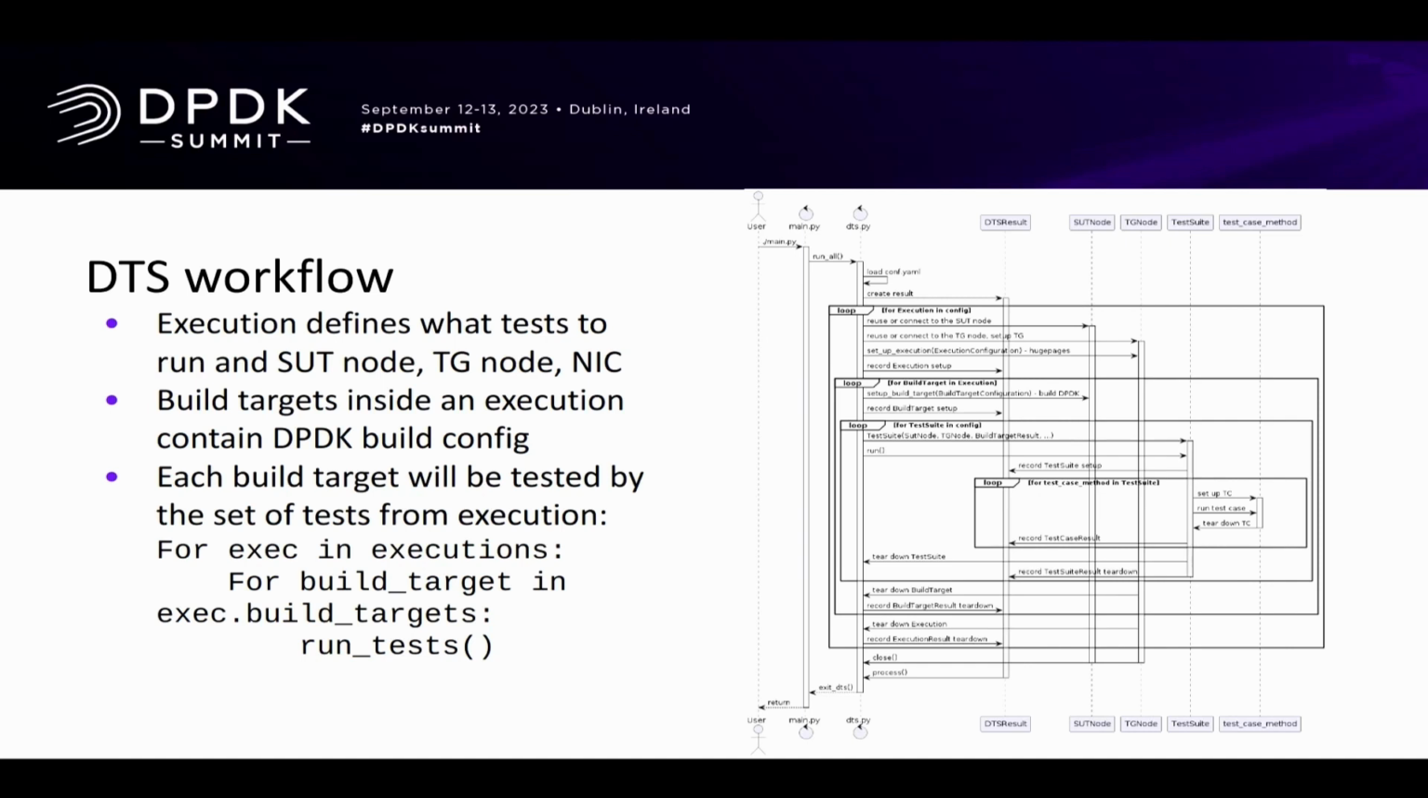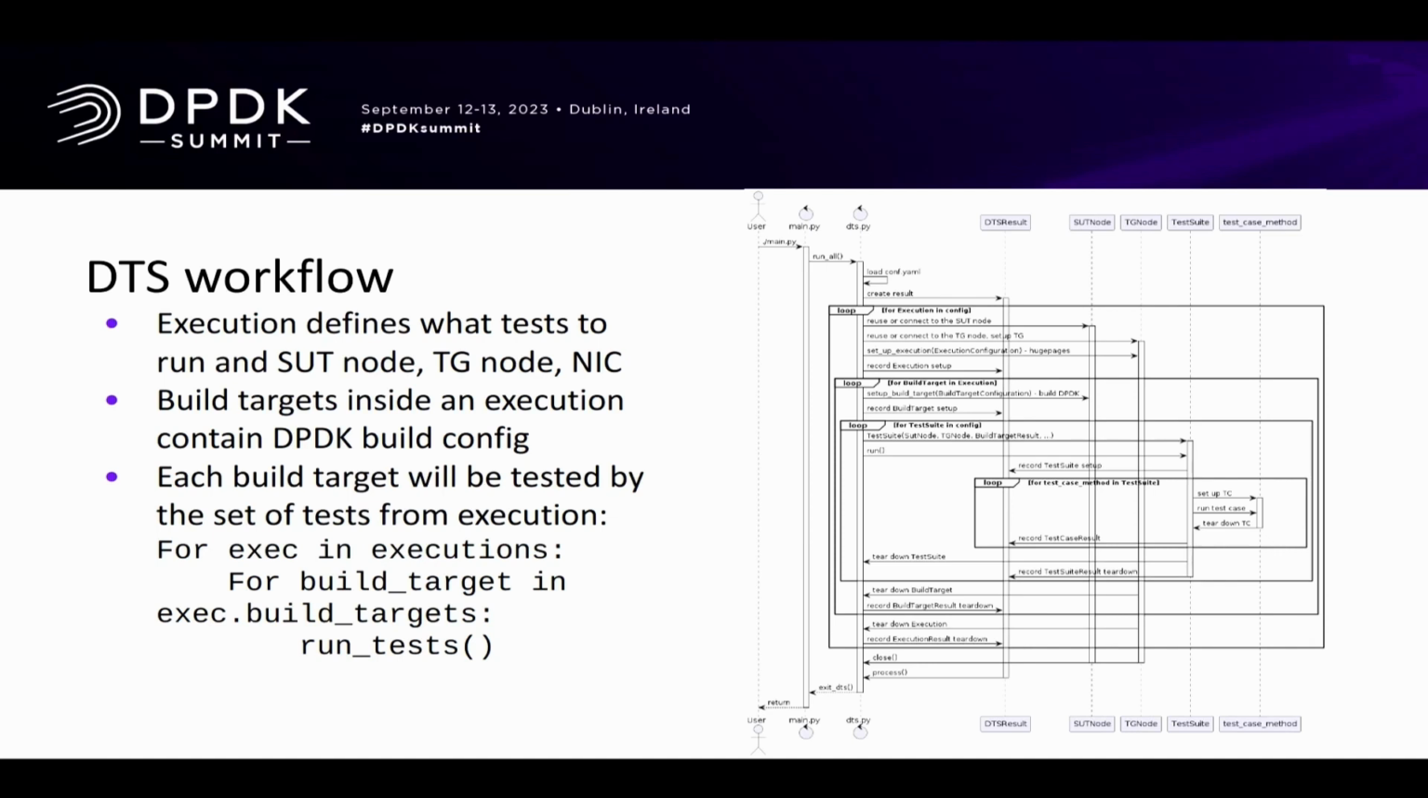We just connect to our nodes, or we reuse the nodes if they were used in a previous execution. And on the TG node, we set up the traffic generator as part of the node initialization. We also optionally set up huge pages on both the SUT and TG nodes, and then we record the result of this whole setup. We record everything, all the different setup steps, the test cases themselves, and the teardown steps as well. So this happens on an execution level.